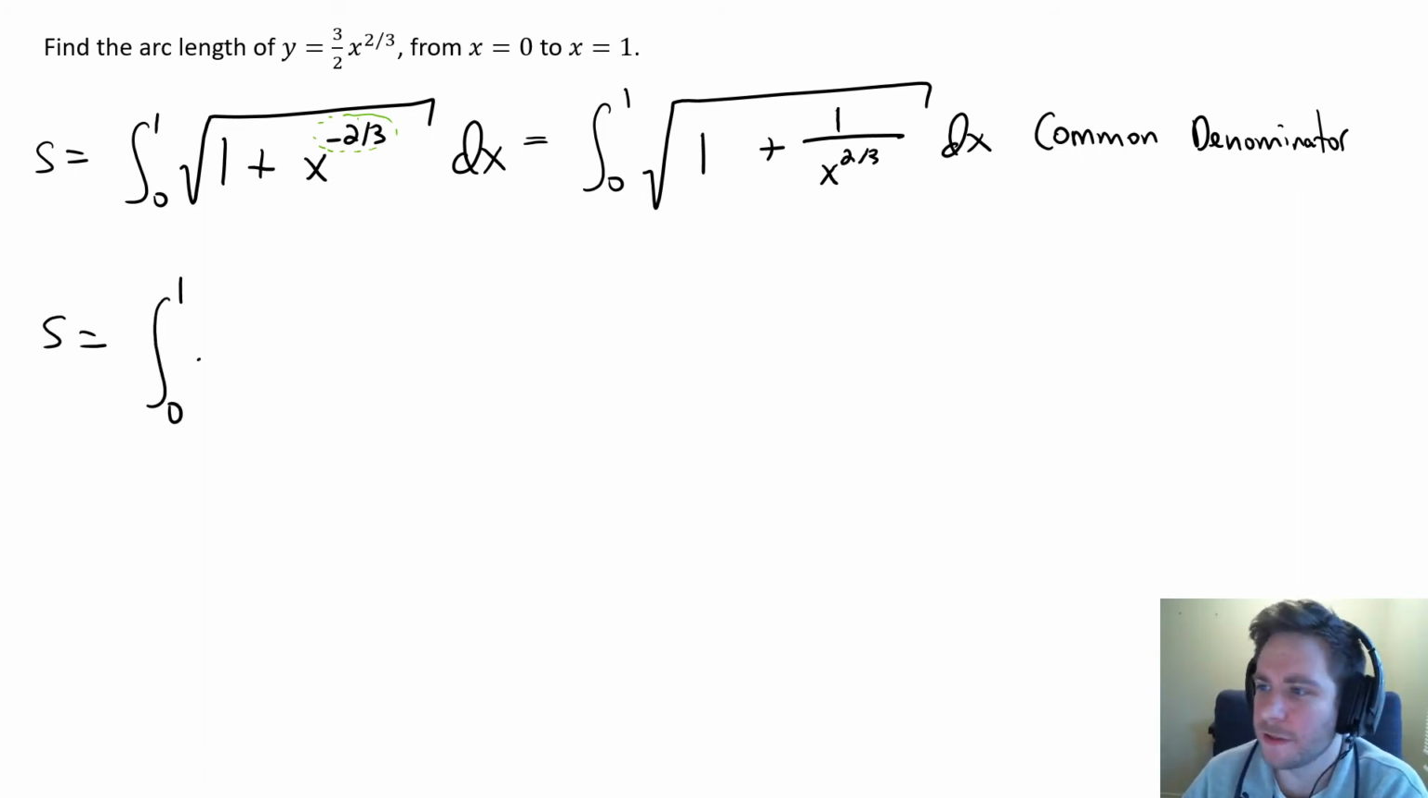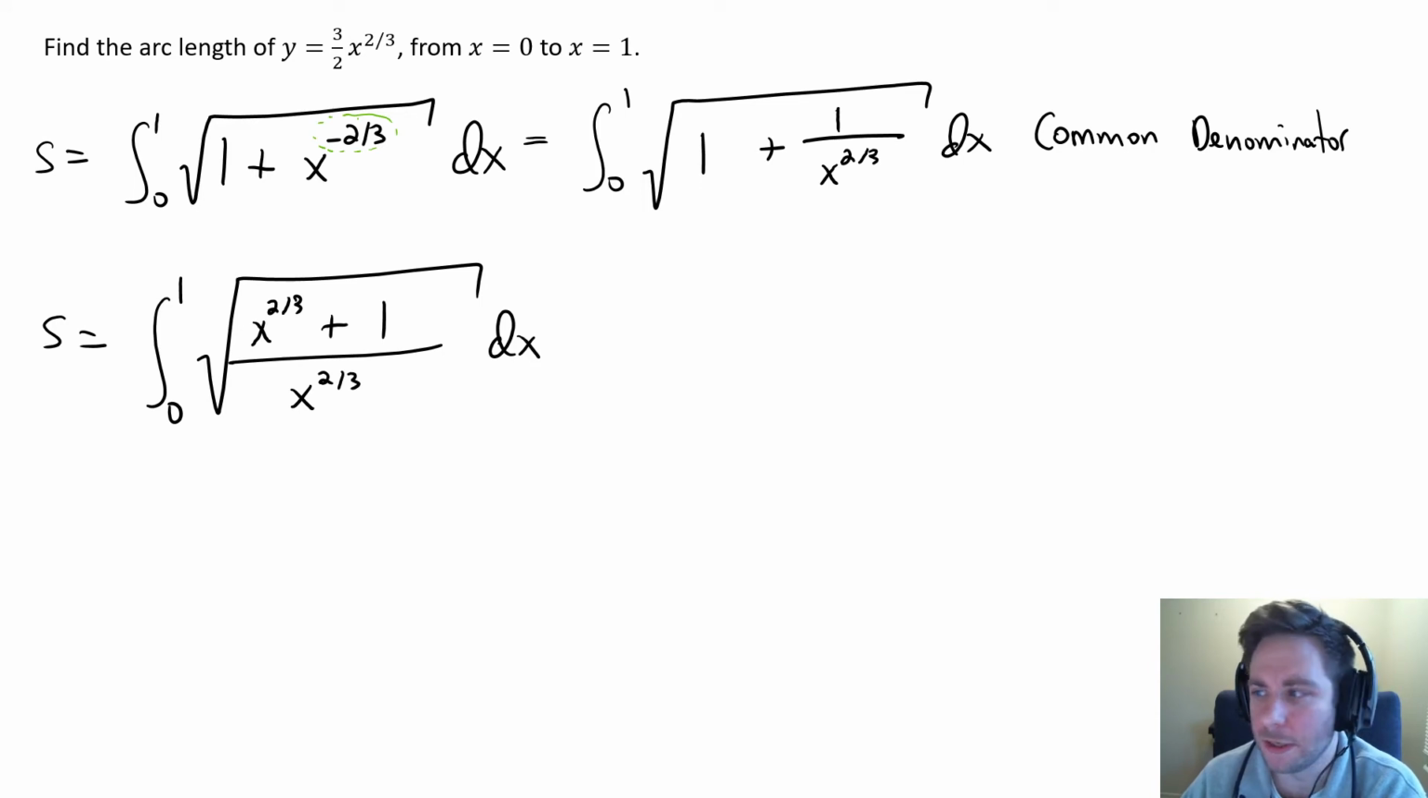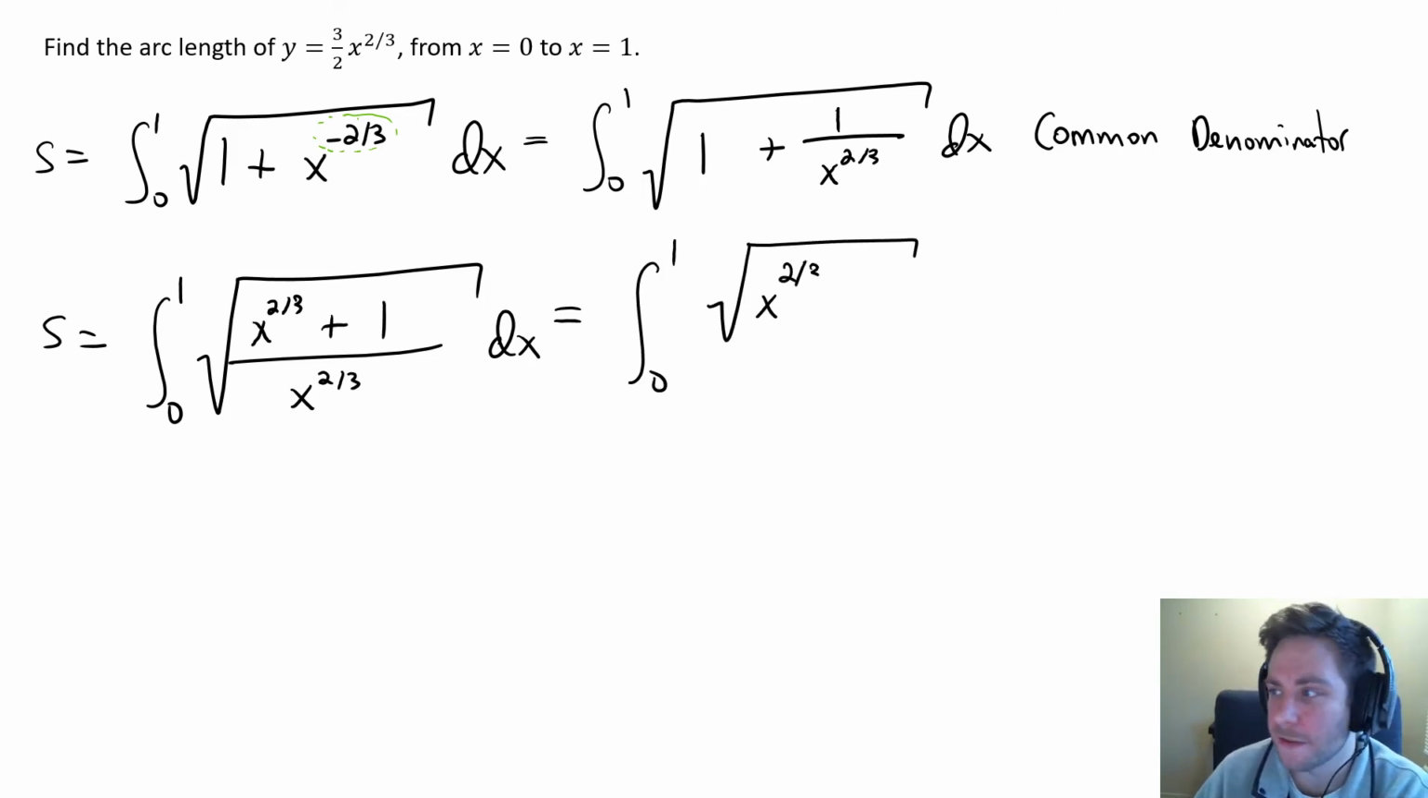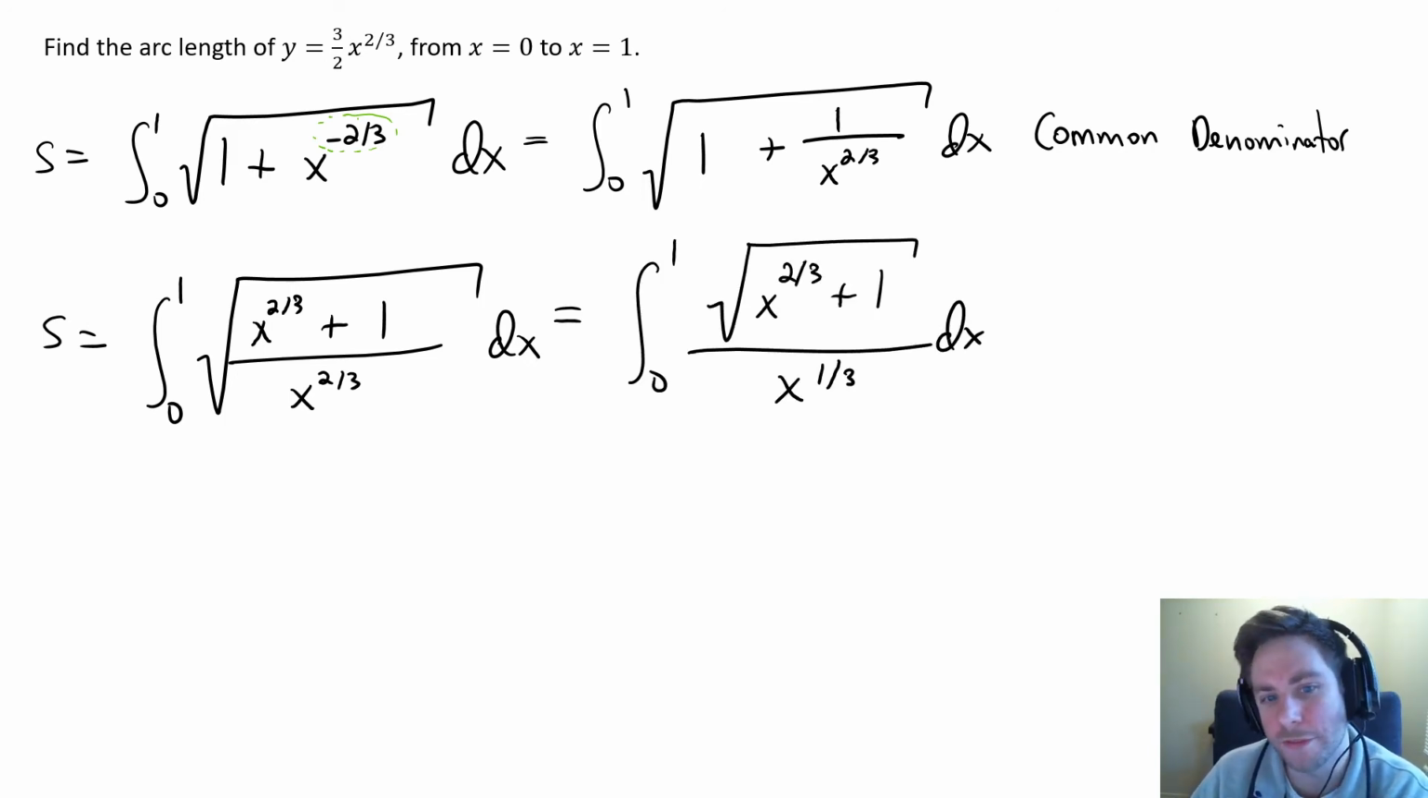So in this case, this is what our common denominator would look like. And the real advantage of doing that is that we know a square root can be applied to the top and bottom of our fractions separately. And if we do that, our denominator can then be simplified to x to the 1/3 if you apply that square root. And why is that important?